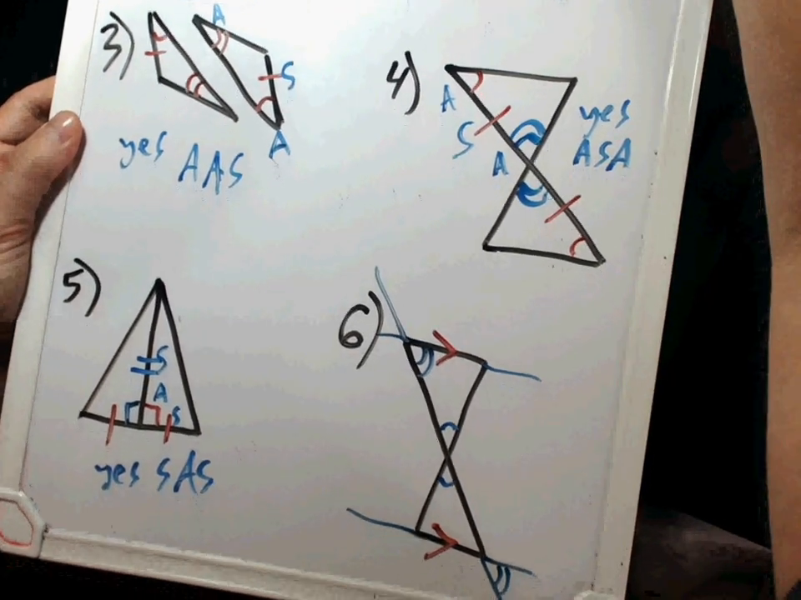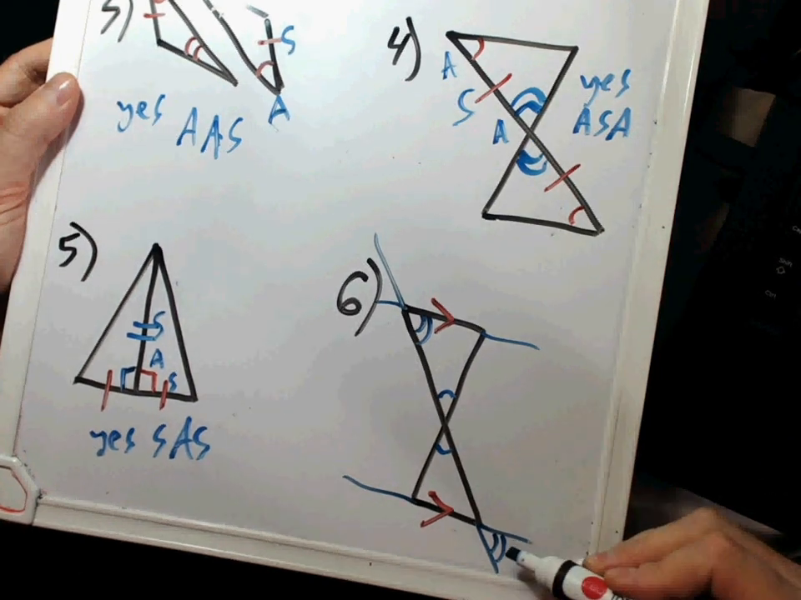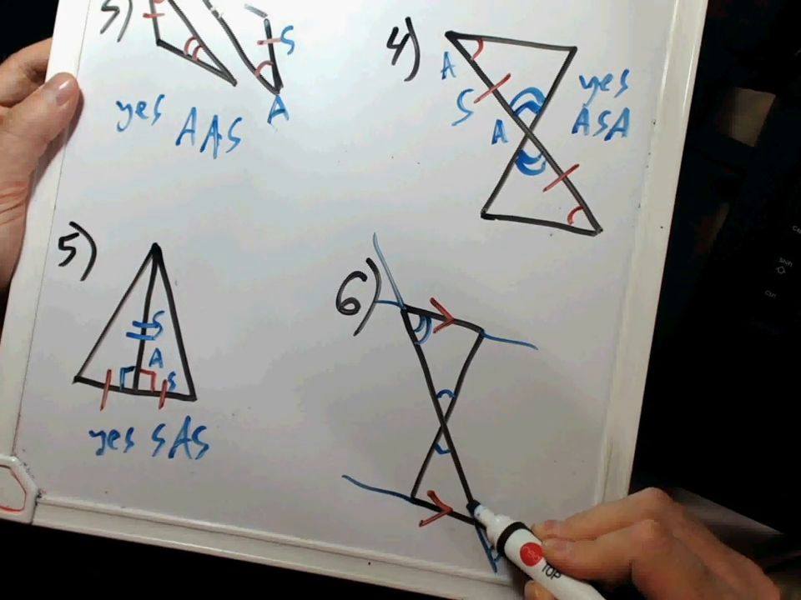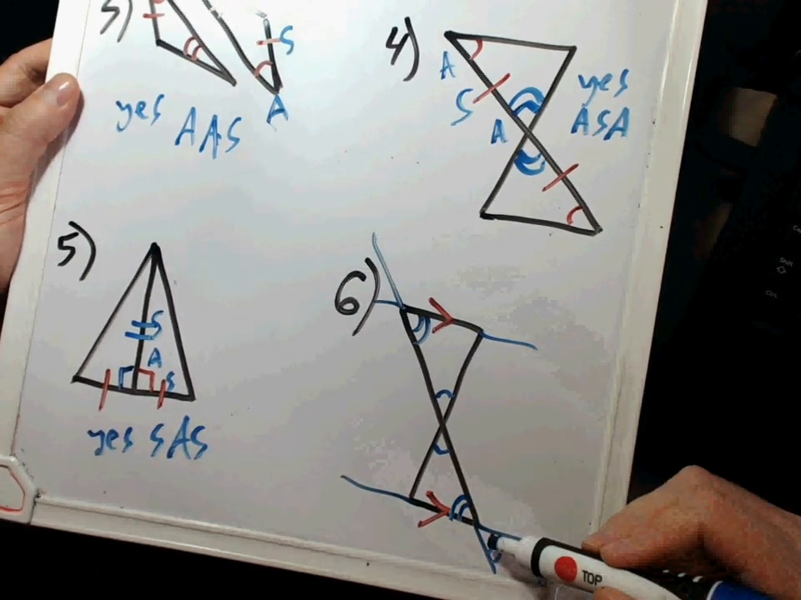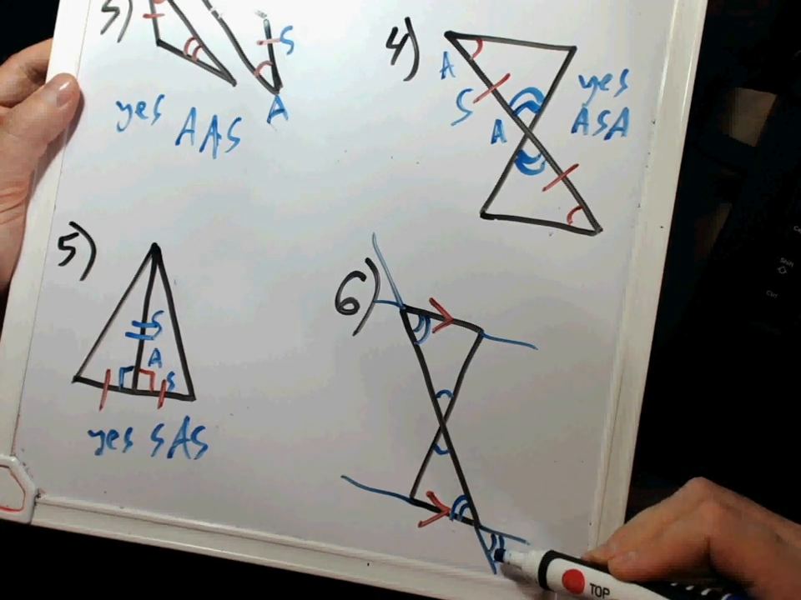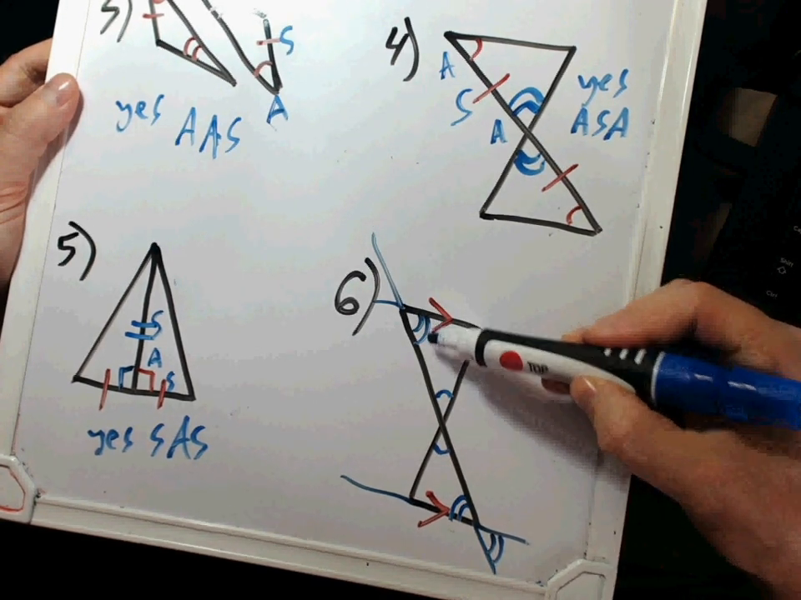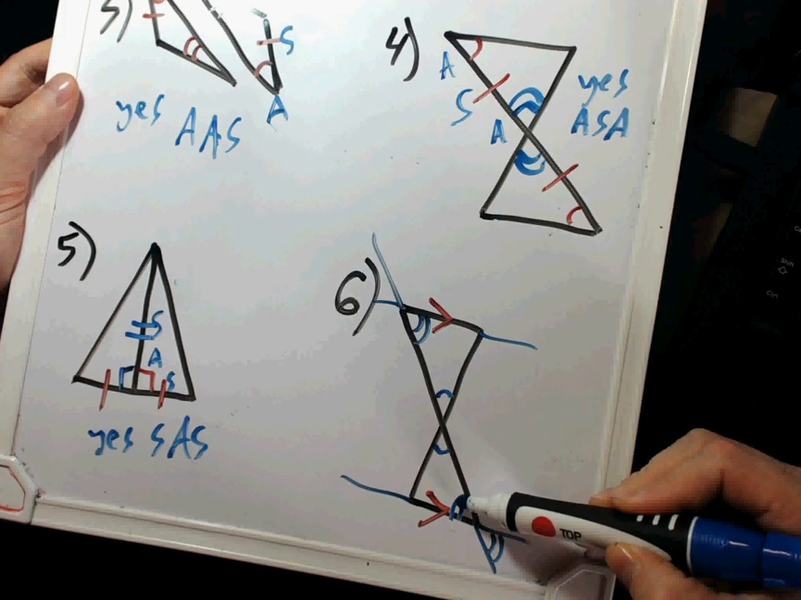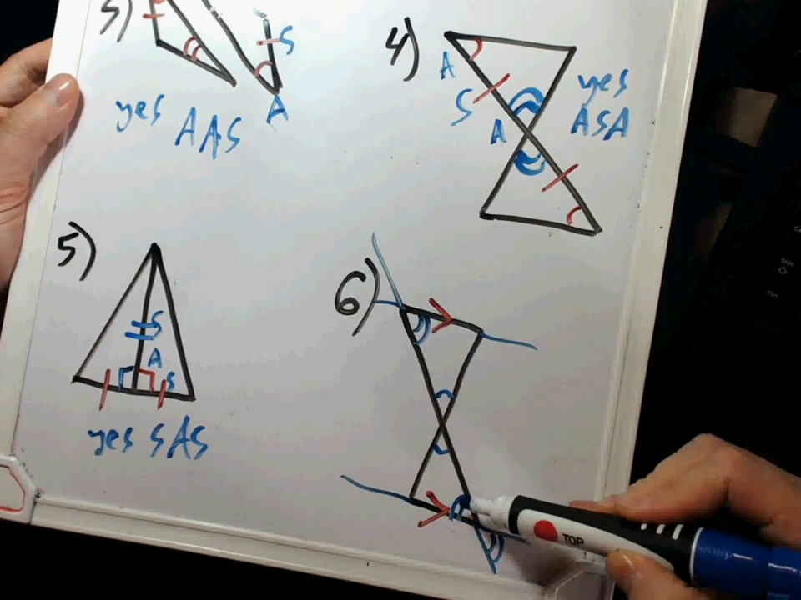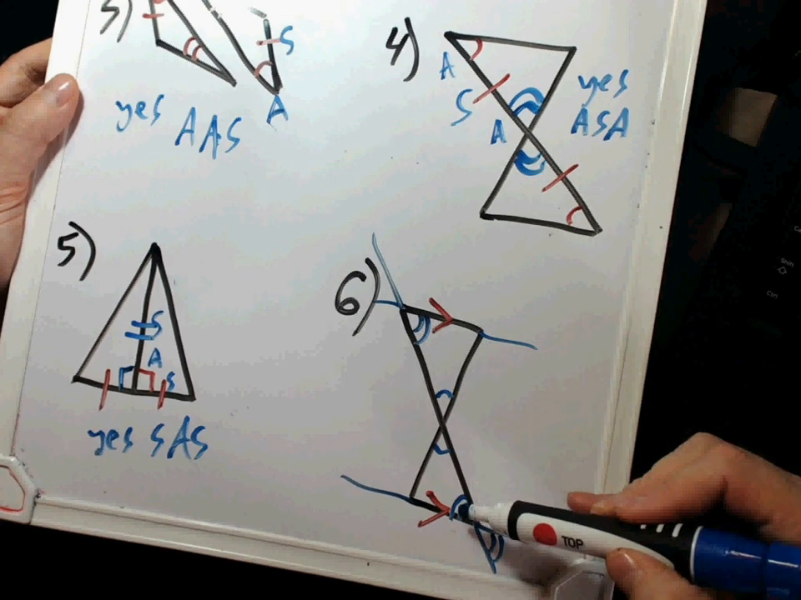Okay? Now, this is a vertical angle to this. So those two angles are also congruent. Another way to think of it is this is the alternate interior angles to this. See that? So now we have another pair of congruent angles.